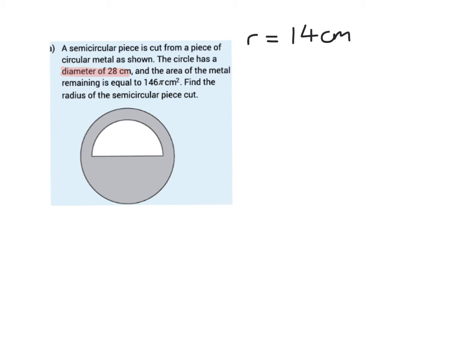Okay, and what other bits of information did they give us? The area of the metal remaining is equal to 146 pi centimeters squared. And we need to find the radius of the semicircular piece cut out. So first of all, I'll find the area of the total circle, and I should be able to find that using pi r squared. And if I do that, I get pi times 14 squared. So this is the area of the whole circle, so the full circle.